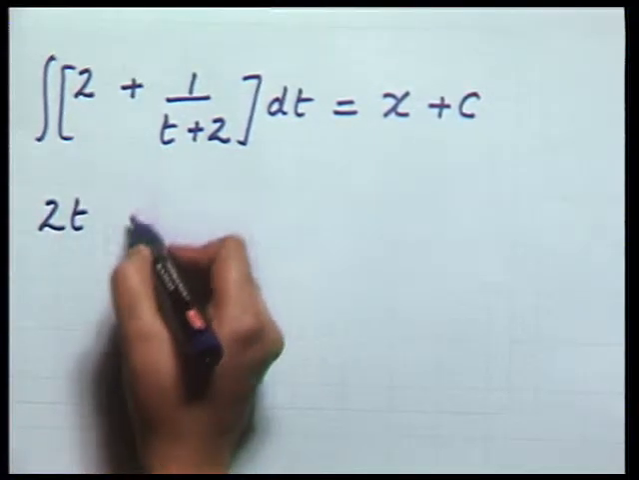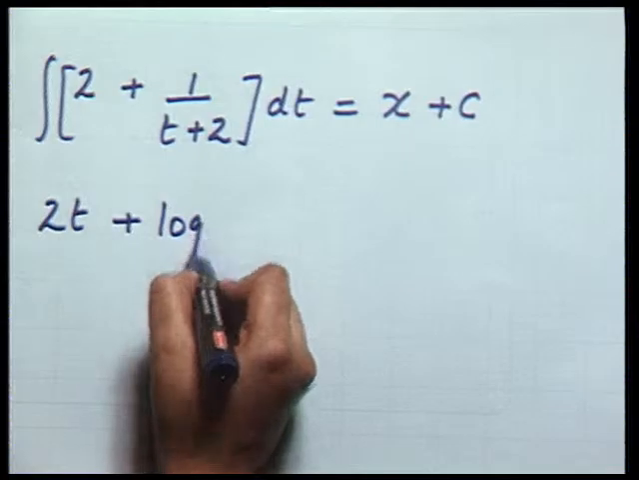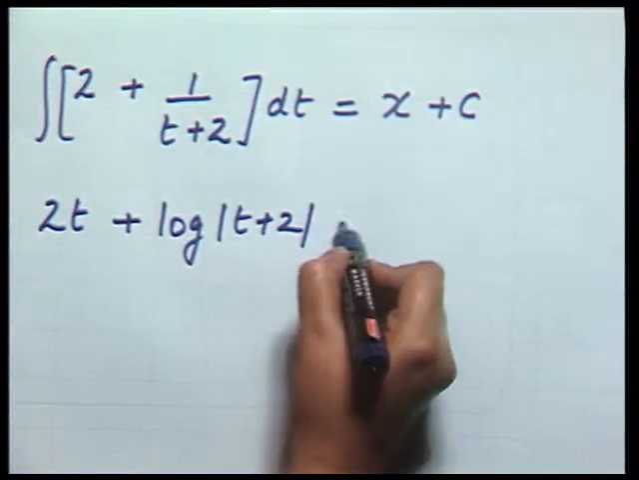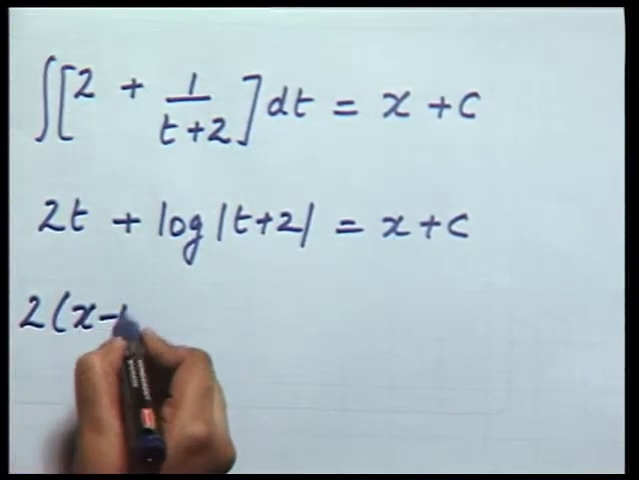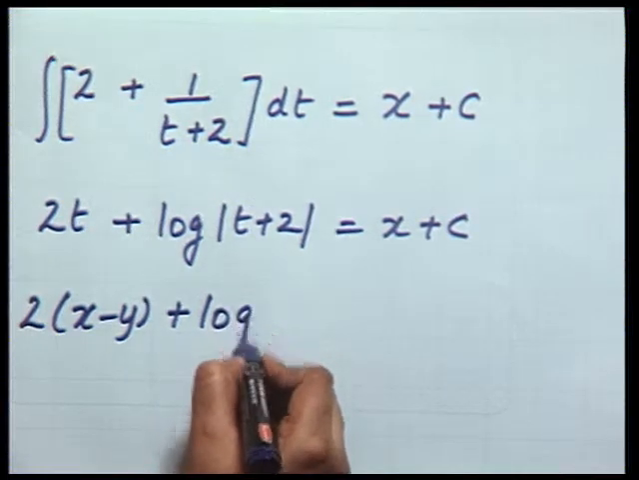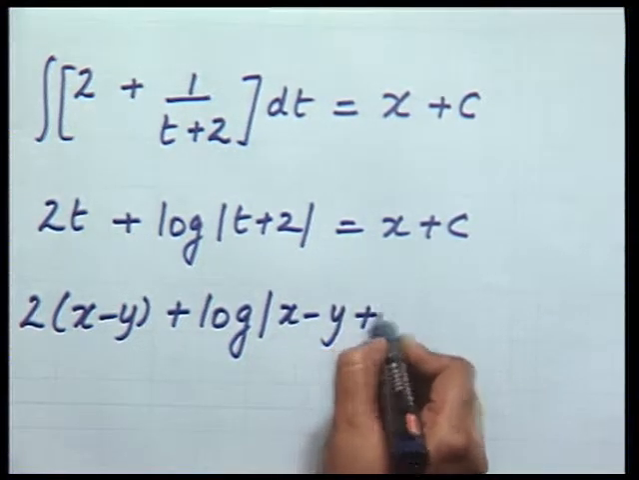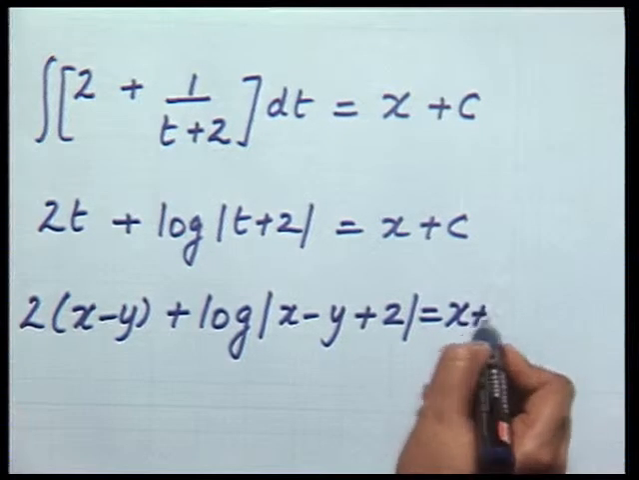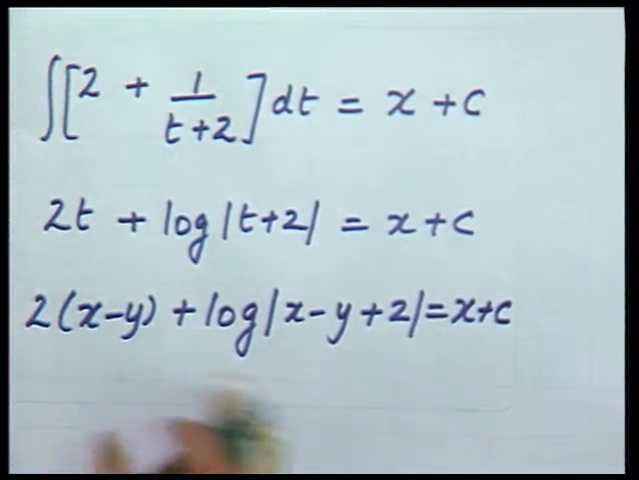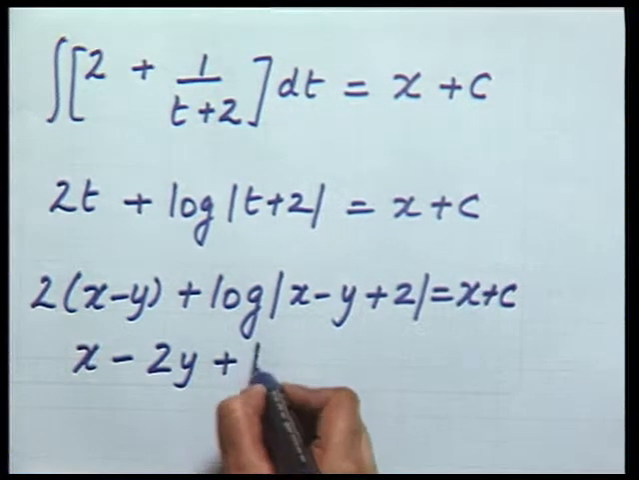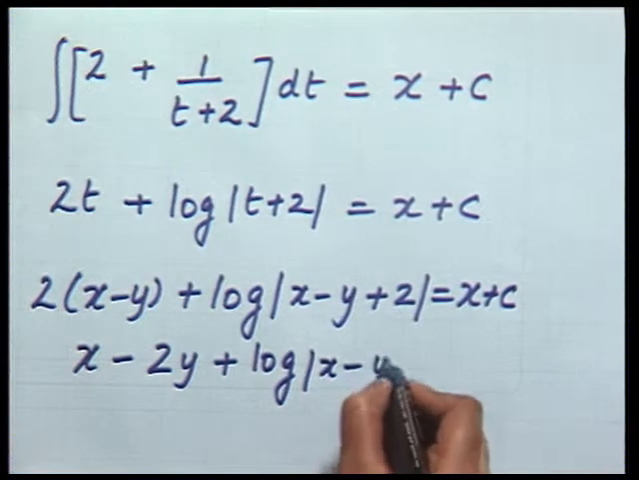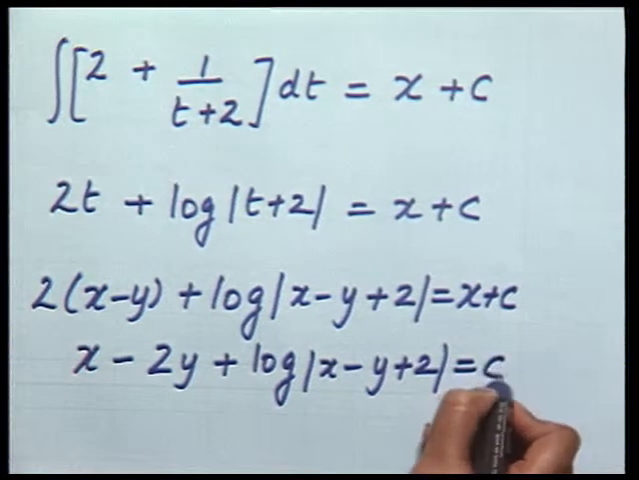We are nearing the result now. This is 2t plus log of t plus 2 equal to x plus c. And don't forget to replace t by x minus y as we had started with that substitution. And this is what you will have ultimately. A minor adjustment is possible, so we can always do that and write it as x minus 2y plus log of x minus y plus 2 equal to c. And that is what you have as the solution of the given differential equation.